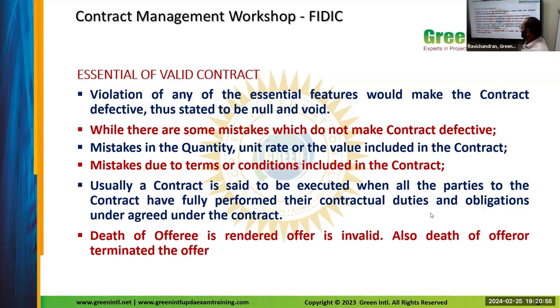When all the obligations are over and the services have been fulfilled, then the contract is said to be closed. Death of the offeree renders the offer invalid. Also, the death of the offerer terminates the offer. In any situation like that, the death of the offeree or the death of the offerer, there can be termination of the contract.